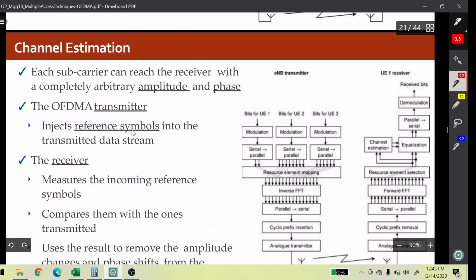Now, the channel estimation function: each subcarrier can reach the receiver with a completely arbitrary amplitude and phase. Now, we could estimate the channel by injecting a reference symbol into the transmitted data stream. In the receiver itself, it measures the incoming reference symbols and compares them with the ones transmitted.